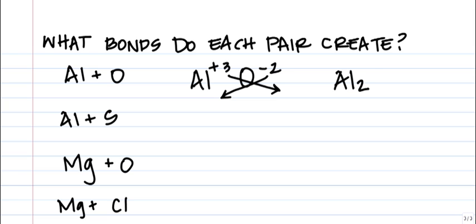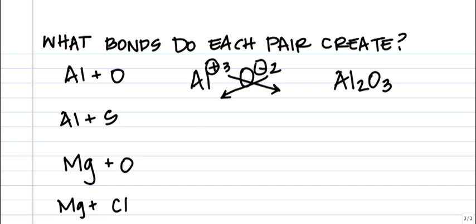I'll swap and drop for you in one step. So there's the swap and the drop. When you swap and drop, your positive sign in front and your negative sign in front cross cancel. You can completely ignore those. Can't really reduce a 2 and a 3. So aluminum oxide, the formula is Al2O3.